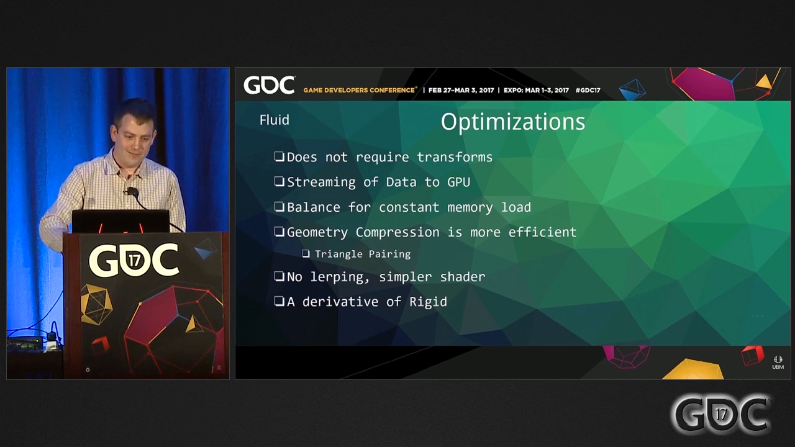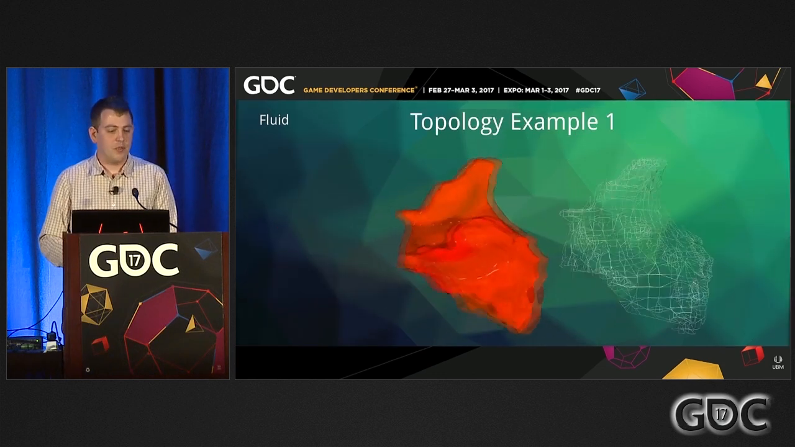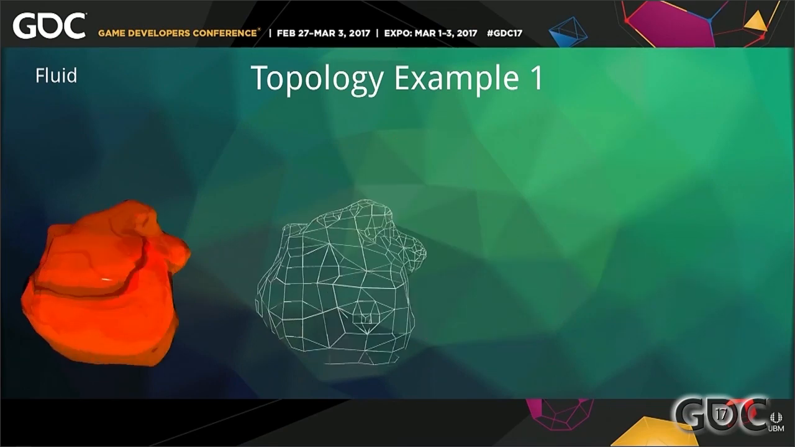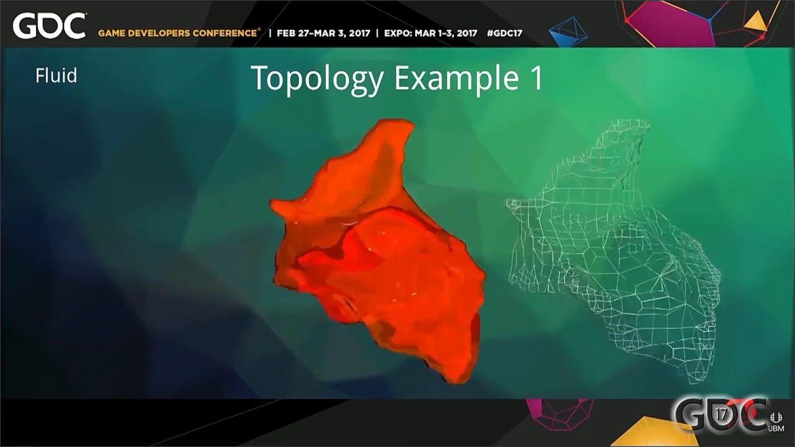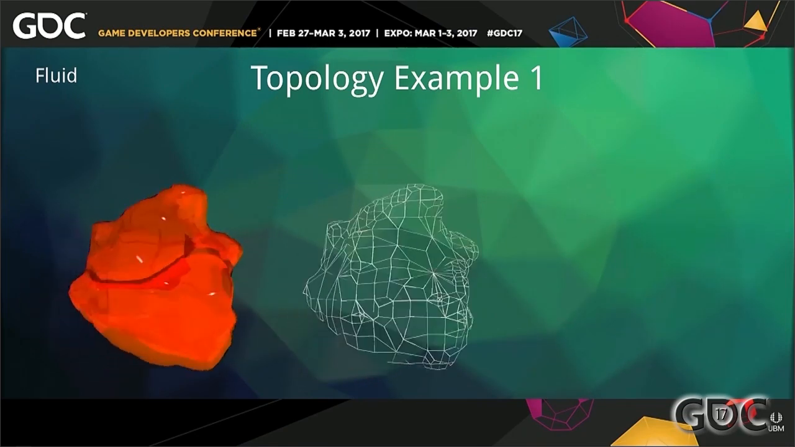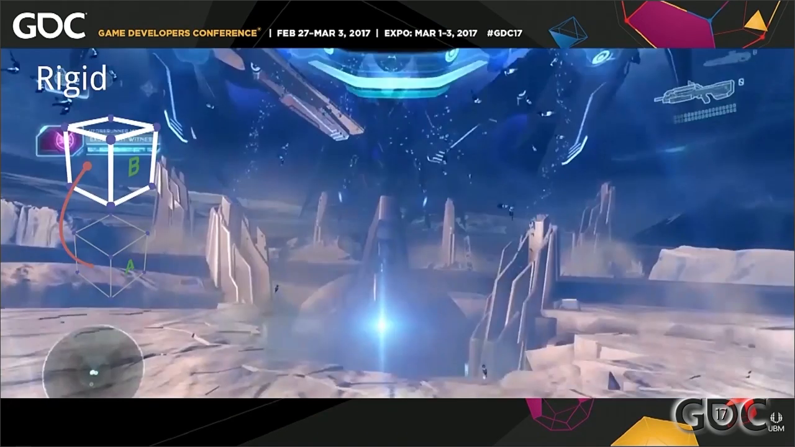Yeah, go on. So this is a quick topology example for those who aren't familiar with the dynamically changing polys. This is what fluid really is. I'm going to move on to rigid now.